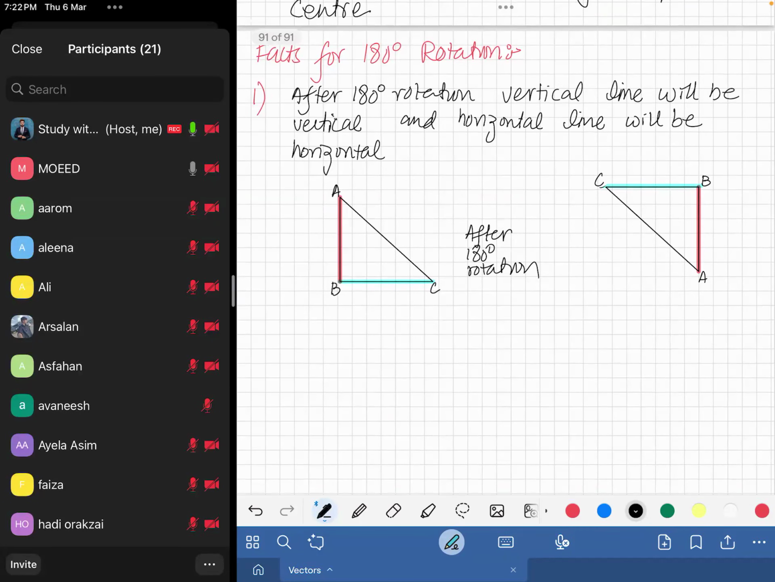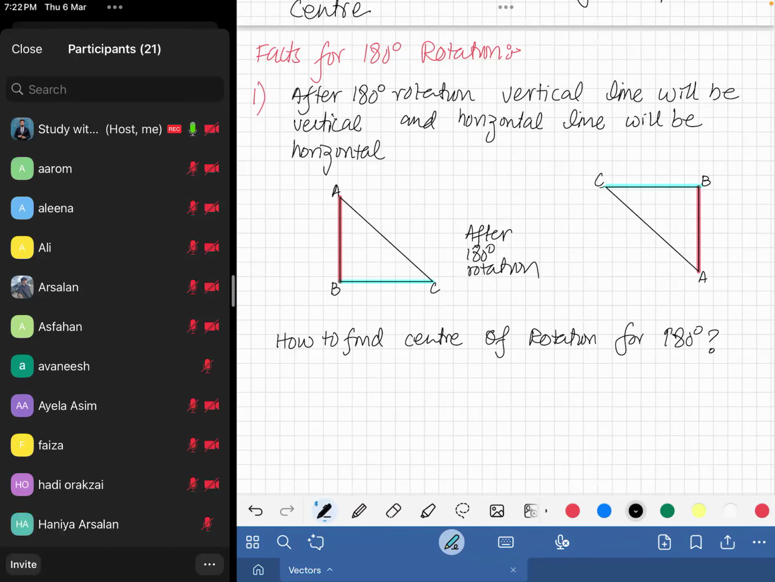How to find the center of rotation for 180 degrees? There is an easy way. The answer is: just connect corresponding points with a ruler, at least 2 points.